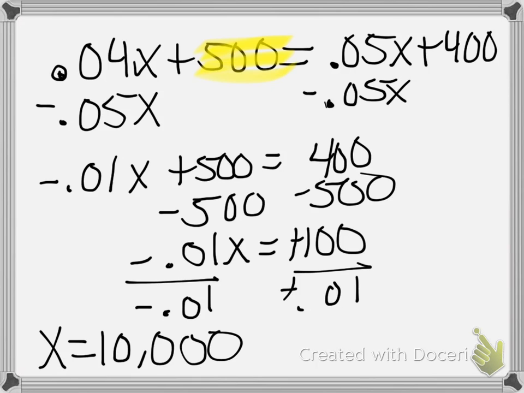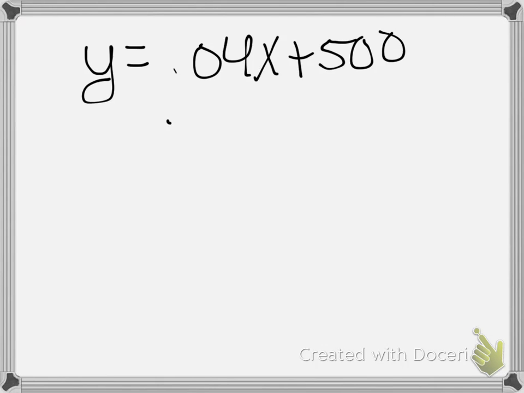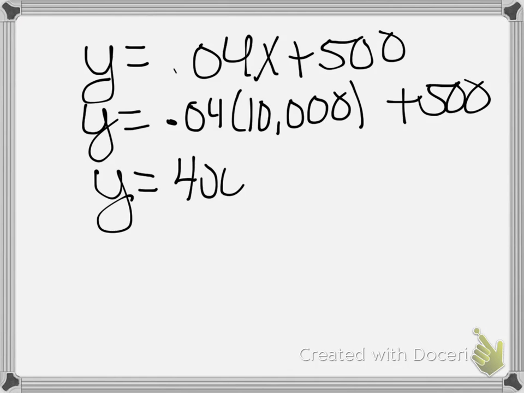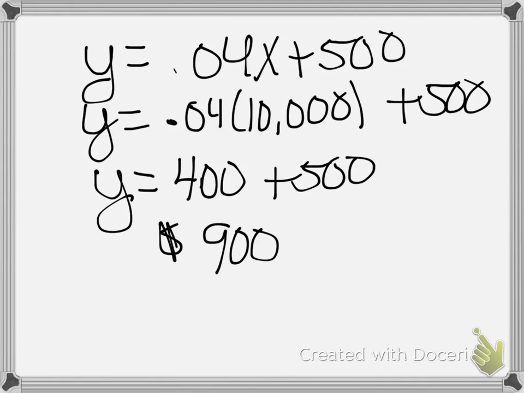If we wanted to know how much he would make if he sold $10,000 worth of shoes, you could again replace your x value with the 10,000 into either equation. So let's take a look at that here. So if I have y is equal to 0.04x plus 500, I can do 0.04 times 10,000 because my x is 10,000, plus 500. And 0.04 times 10,000 is going to give me 400 plus 500. So Danny would make $900 after selling $10,000 worth of shoes.